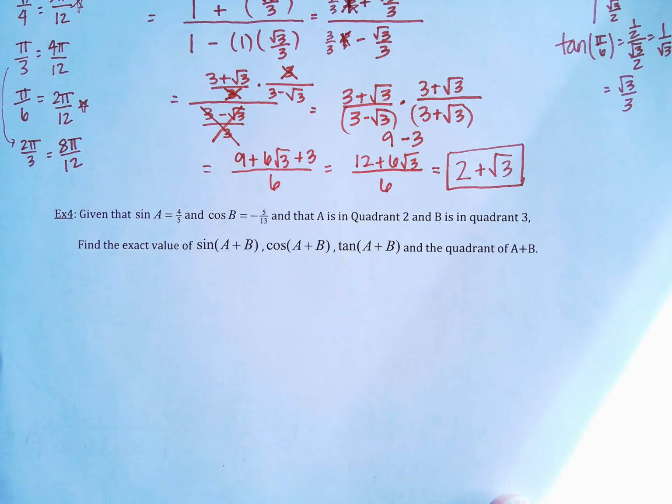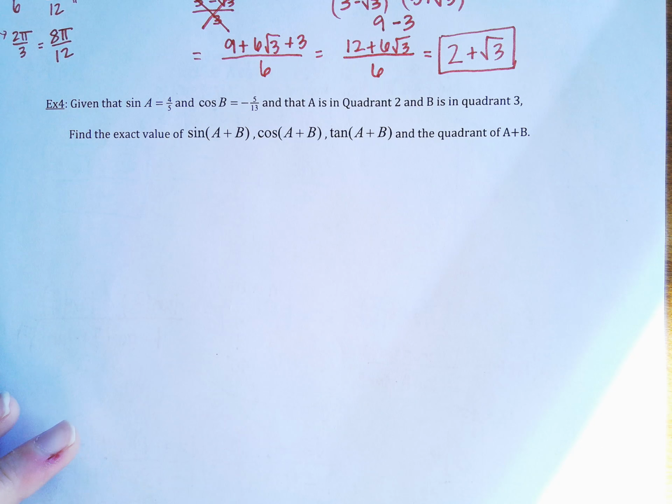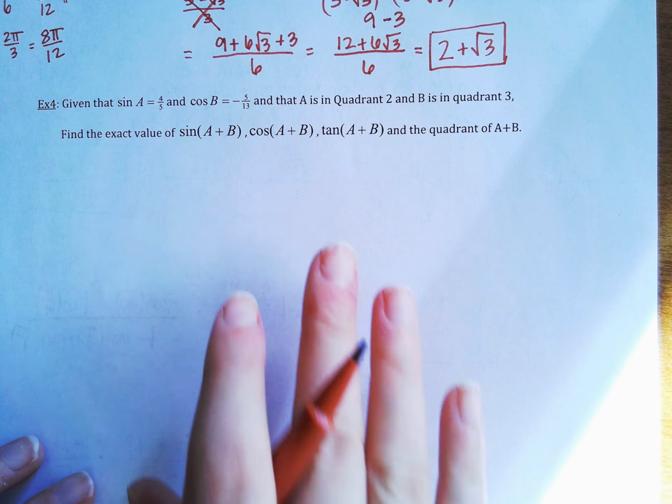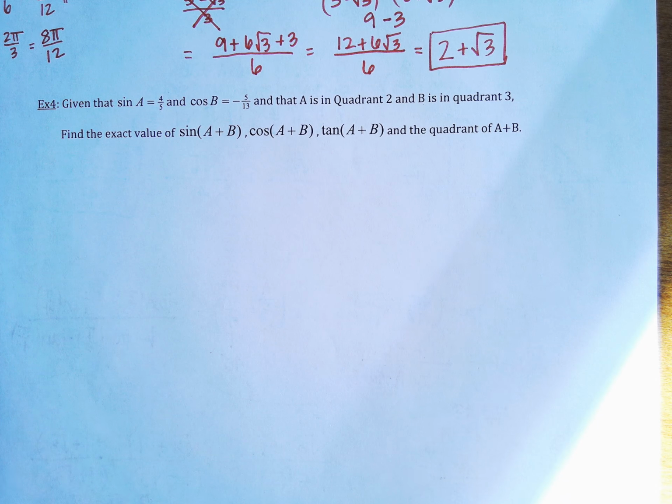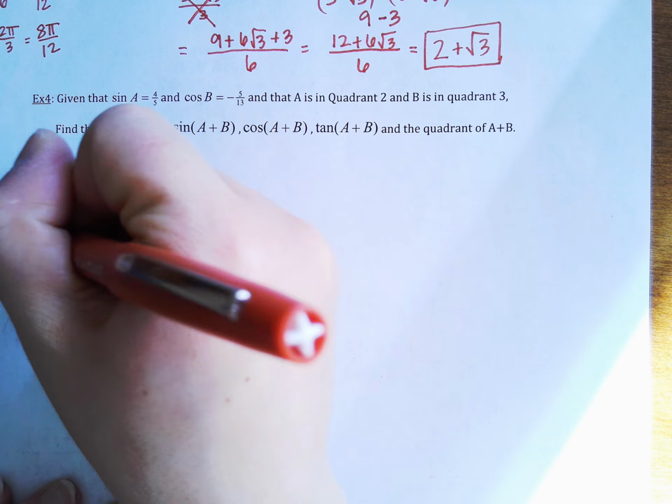Okay, last problem, and then we're good to go. This is like the last example that we did in the sum and difference for cosine. We're going to find it all for sine, cosine, and tangent sum and difference, all in the same problem.